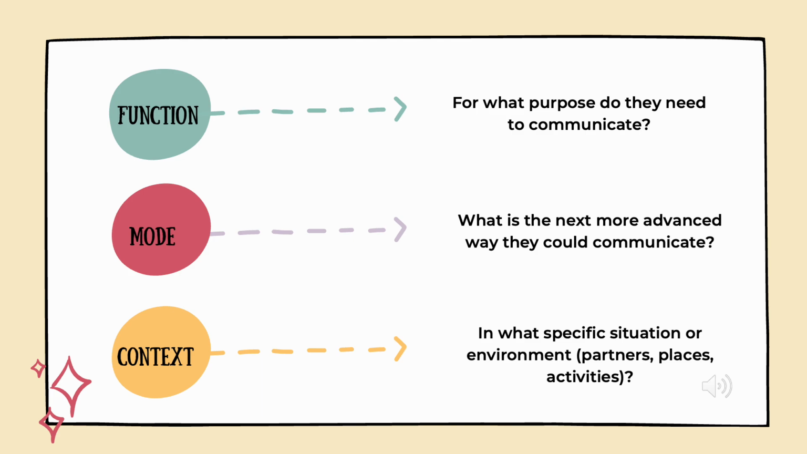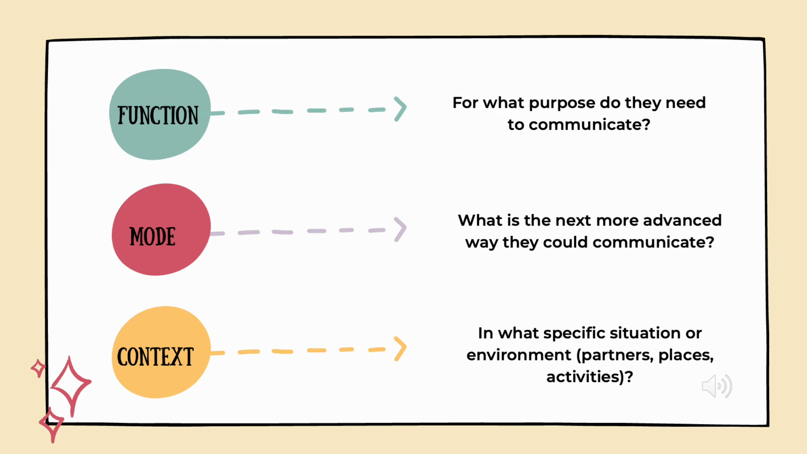So thinking about these three features of a goal, we're considering the function. So what purpose do they need to communicate for? So are they obtaining something, rejecting something? Remember how we talked about that on the communication matrix. These are all of the functions that are along the bottom edge of that chart we created.